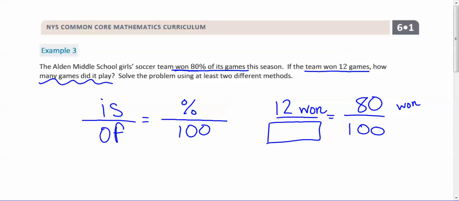Probably in this case, we didn't really need is over of equals percent over 100 because we didn't hear the words is or of. So we could have just used part over whole equals percent out of 100 for this one. So my bad.